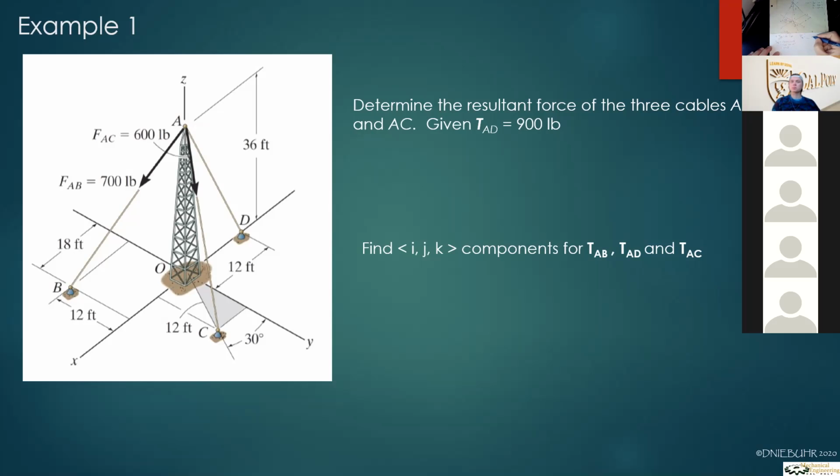So if we were to have our tension AB vector, we know it's going to be equal to something I, something J, and then minus 600 K. All right, so there's our K component.